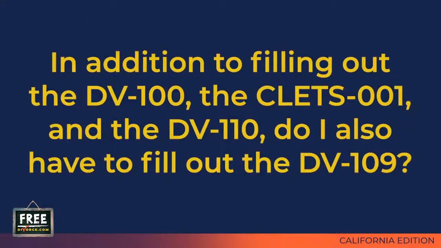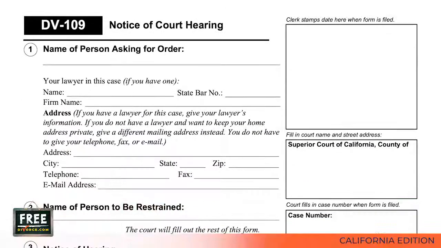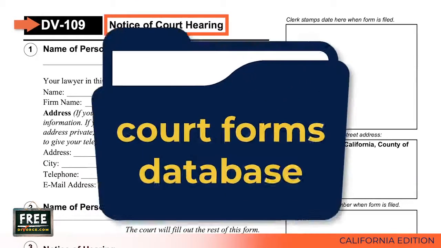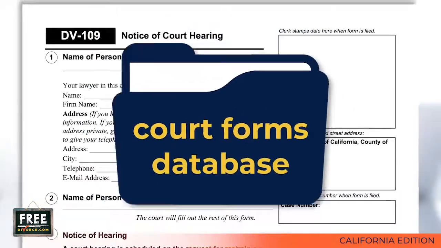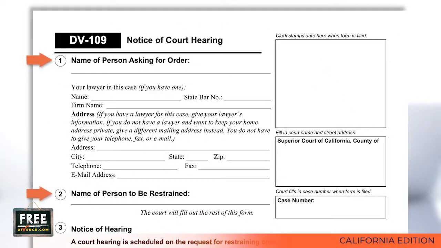In addition to filling out the DV-100, the CLETS 001, and the DV-110, do I also have to fill out the DV-109? In addition to your DV-100, CLETS 001, and DV-110, you will need a form called Notice of Court Hearing, which is DV-109. You can find this form in our Court Forms database. You only fill out item number 1 and number 2 on the DV-109. The court will fill out the rest of the form.